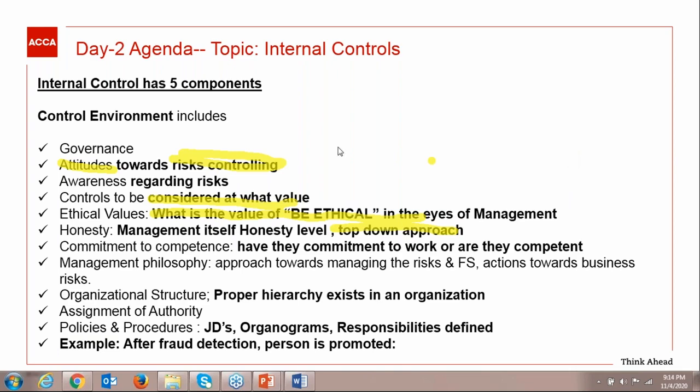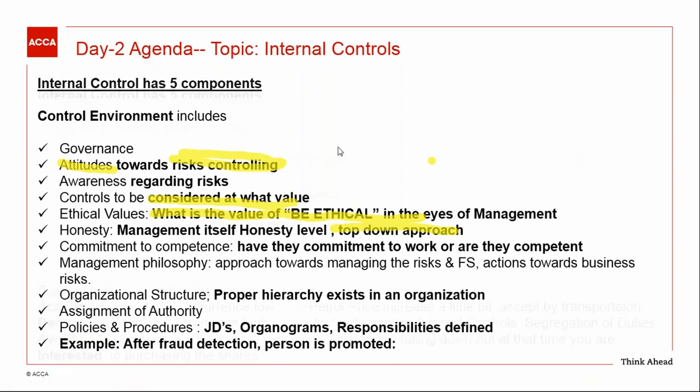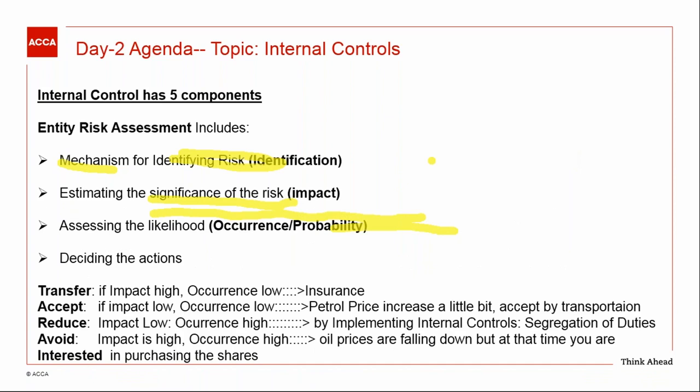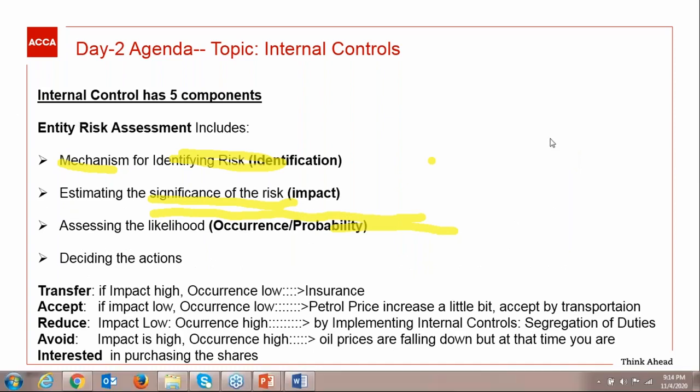So we are going to discuss the second component of the internal control, that is entity's risk assessment. The second element of the internal control is entity's risk assessment. This is not common in every organization. Entity risk assessment is only done where the organizations or industries are highly regulated.